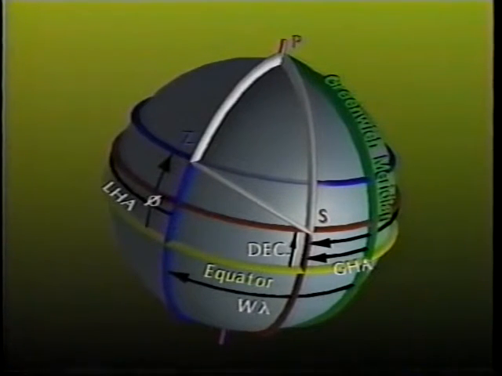Next, we're going to put in GHA, declination, and LHA. The angle of longitude measured west from the Greenwich meridian to the longitude of the sun or the star is called Greenwich hour angle. The angle measured north or south from the equator is called declination. The angle of longitude measured west from the longitude of the observer, that's all the way around west on our picture, to the sun is called local hour angle.